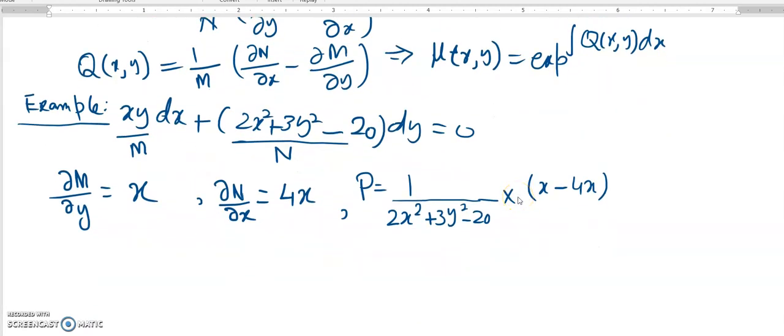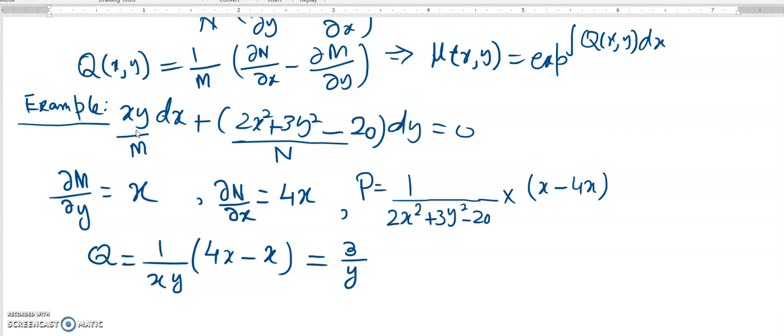So what is Q? Q is equal to 1 over M. M is relatively simple here. M is this xy. So xy is relatively simple, and then it will be partial N over partial x, which is 4x, minus partial M over partial y, which is x. So this looks much simpler: x cancels with x, so it is 3, which means 3 over y. That is good enough.